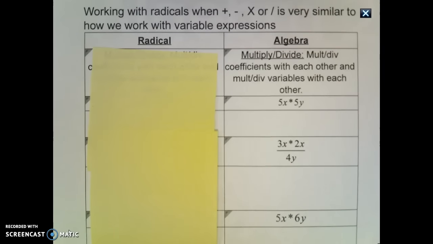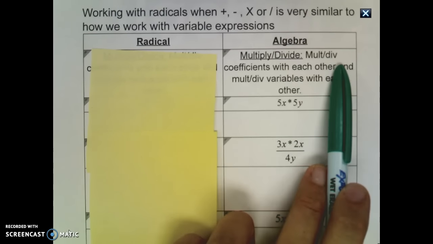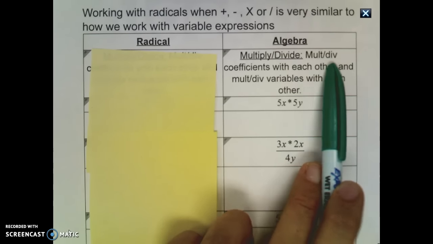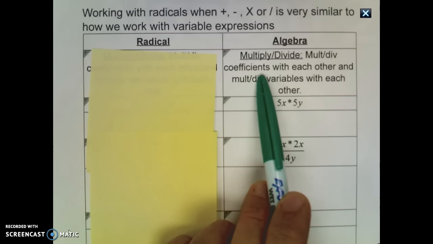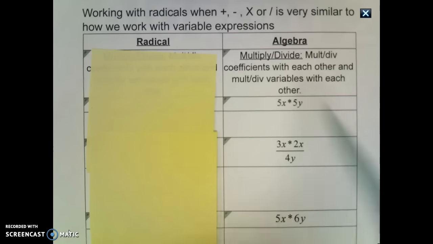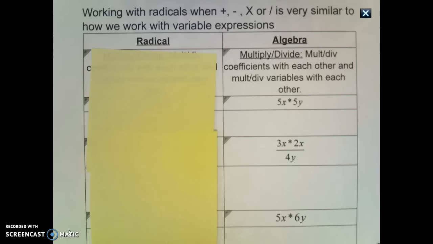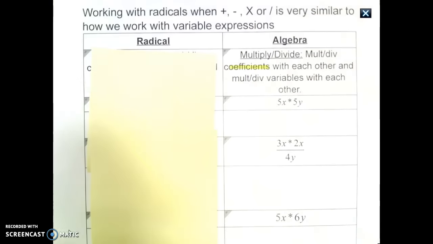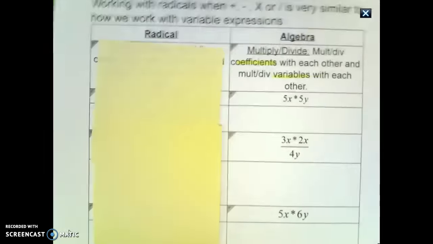Now we're going to take a look at the second half of this. Now we're going to look at multiplication and division. So first, let's use algebra as an example to review. When you multiply and divide in algebra, you're going to multiply and divide your coefficients with each other, and you're going to multiply and divide your variables with each other. So you're going to combine coefficients with coefficients and variables with variables.